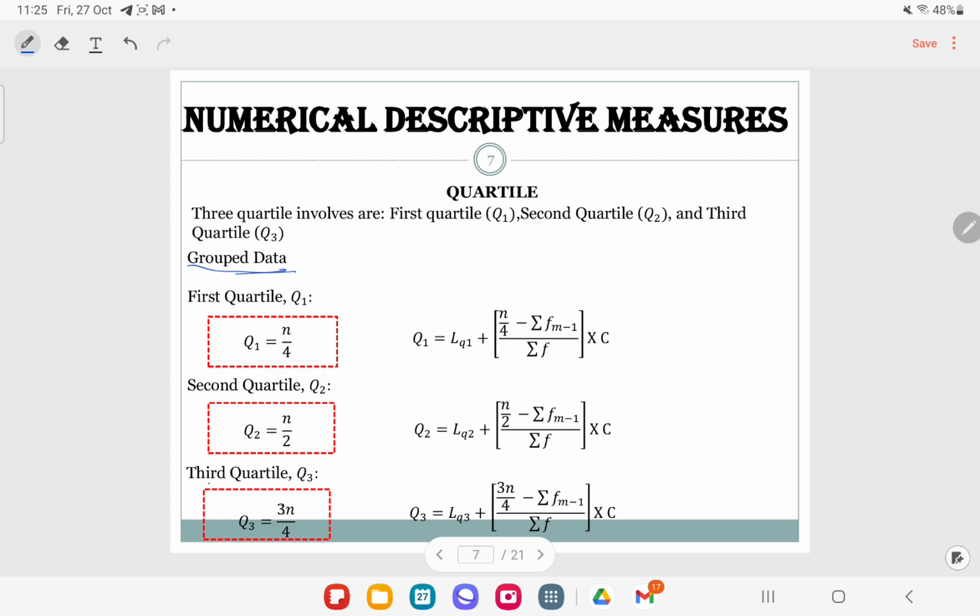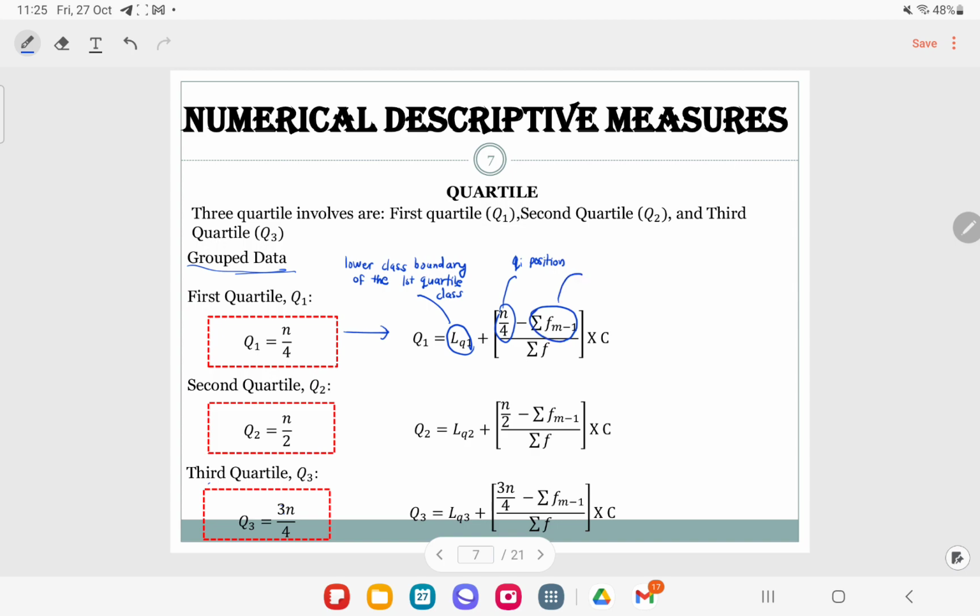Meanwhile, in order to obtain the quartile value, you have to use this formula. So what do these values mean? LQ1 means the lower class boundary of the first quartile class. Then n over 4 is the first quartile position.